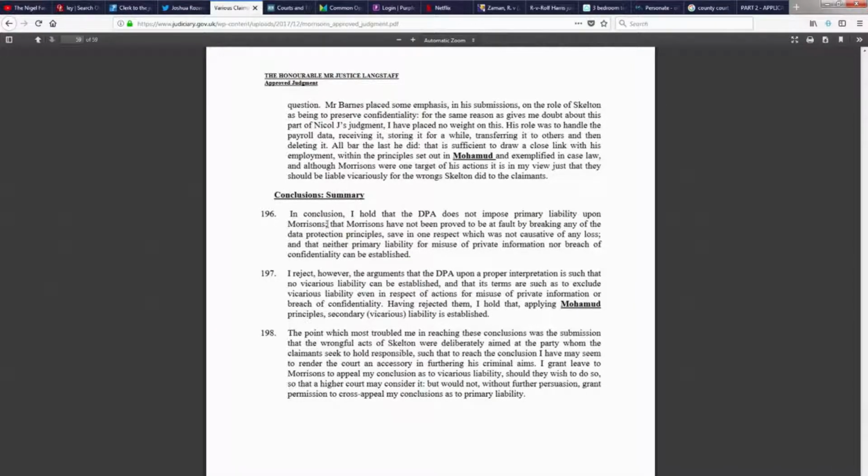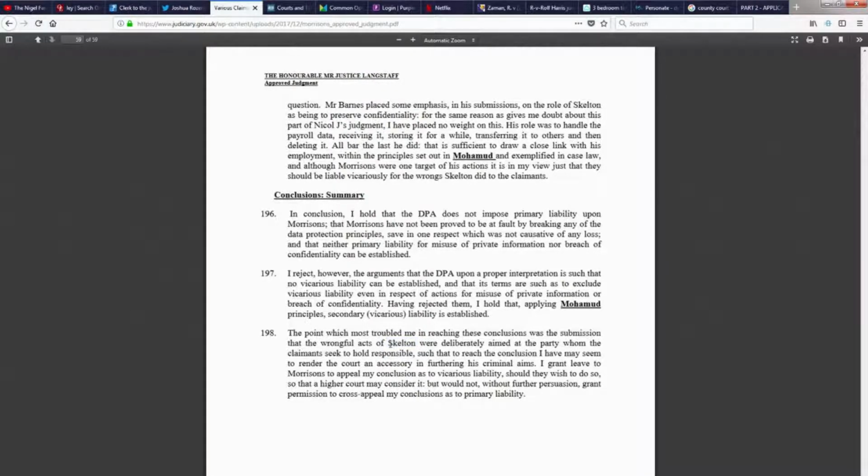So the judge is right to pick up that you're bringing a case against Morrisons, and Morrisons has not been proved to be at fault, because Morrisons can't break the Data Protection Act principles, essentially, not without blame being held. And this is where I like it, when I wrote down here: the point which is most troubling to me in reaching these conclusions was the submission that the wrongful acts of Skelton were deliberately aimed at the party whom the claimants seek to hold responsible. So how can you hold Morrisons responsible when Skelton has deliberately done it? Presumably, in this case, to spite Morrisons.